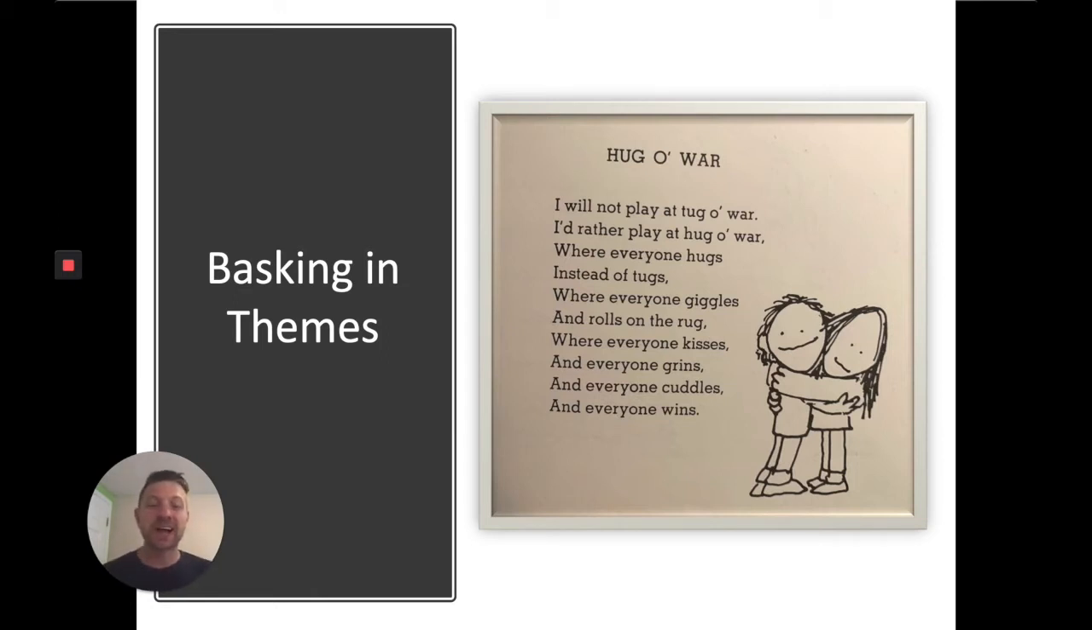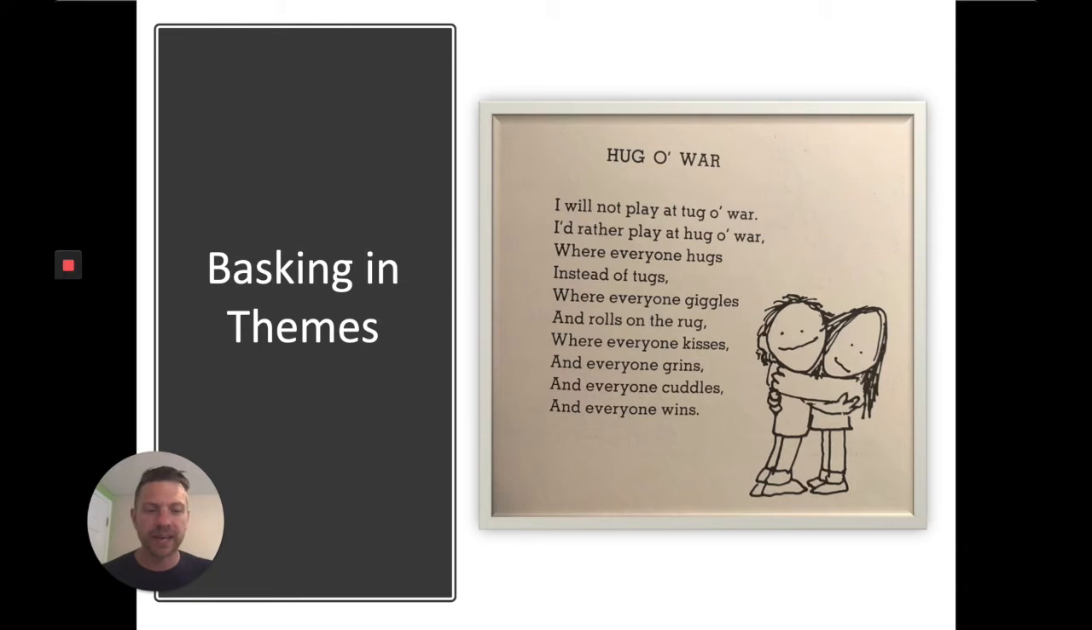So we see a lot of things in there, right? So first we can just bask in its beauty and the rhyme and the rhythm of it, because it has a lot of rhyme and rhythm. We see tug-o-war, hug-o-war, hugs, tugs, grins, wins, right? Lots of repetition, and everyone, and everyone, and everyone. So we can look at the details of it. That's one way to look at it.